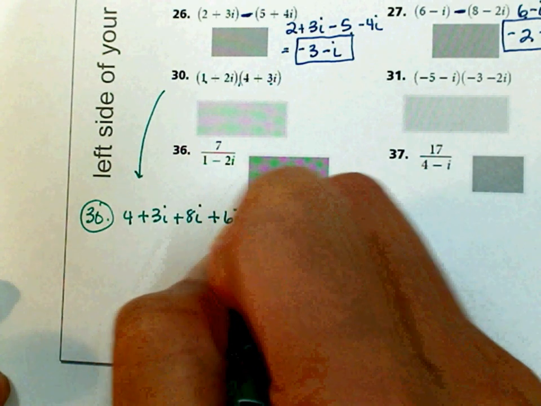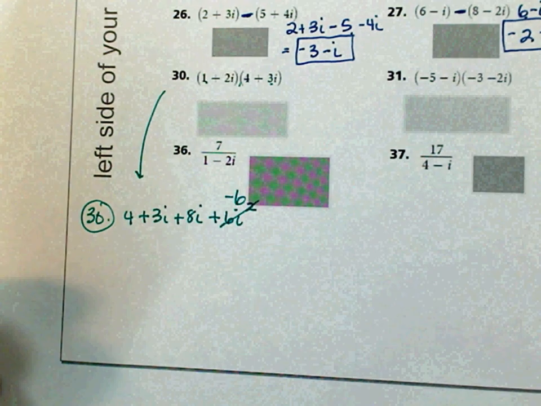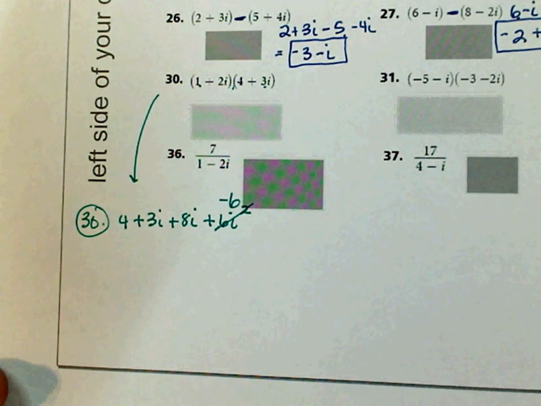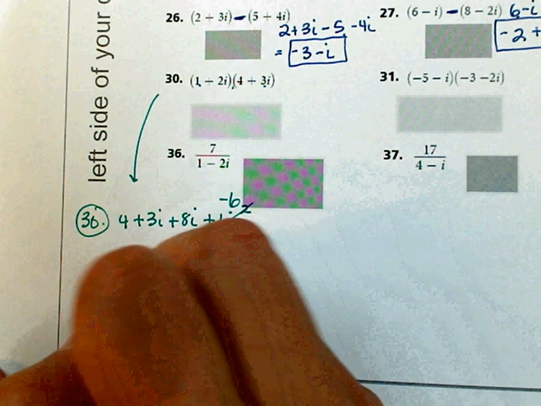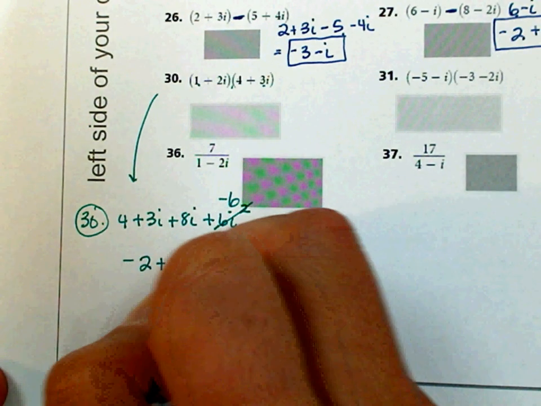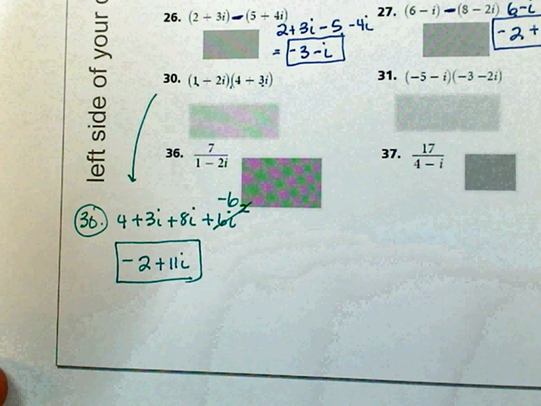That's the same as negative 6. I'm going to go ahead and make that negative 6. Combine your like terms. 4 minus 6 is negative 2. 3i plus 8i is positive 11i. Same for number 31.